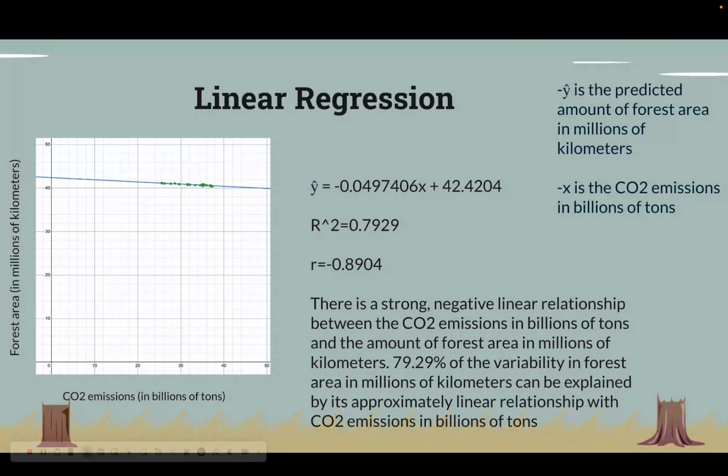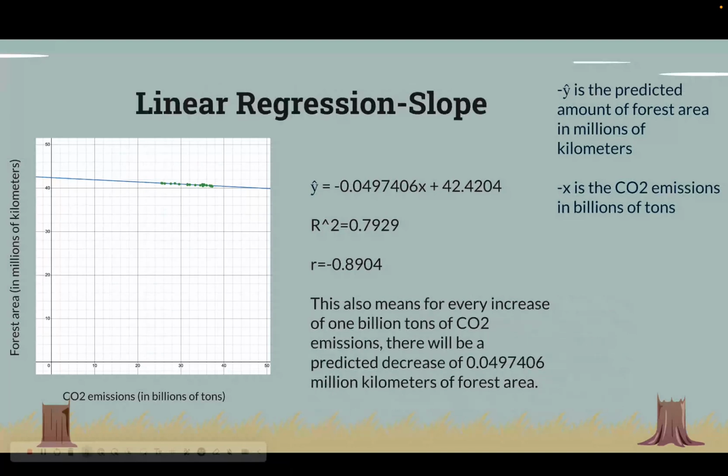There's a strong negative linear relationship between CO2 emissions in billions of tons and the amount of forest area in millions of kilometers. 79.29% of the variability in forest area in millions of kilometers can be explained by its approximately linear relationship with CO2 emissions in billions of tons. This also means for every increase in 1 billion tons of CO2 emissions, there will be a predicted decrease of 0.0497406 million kilometers of forest area.